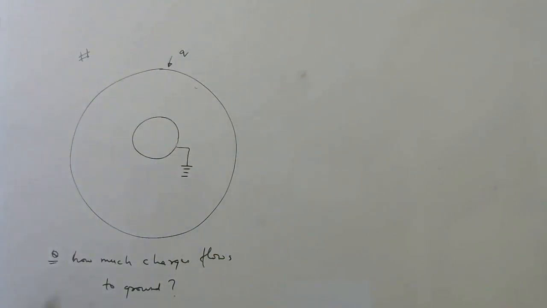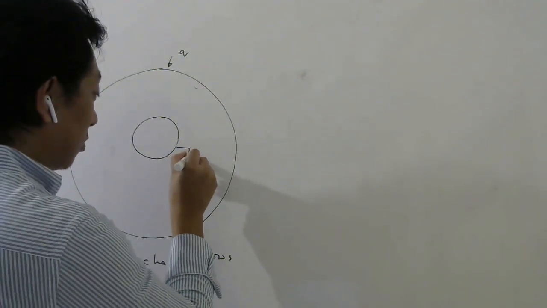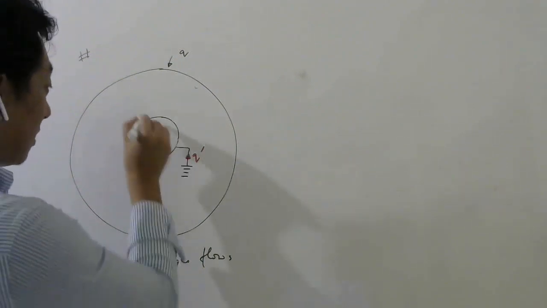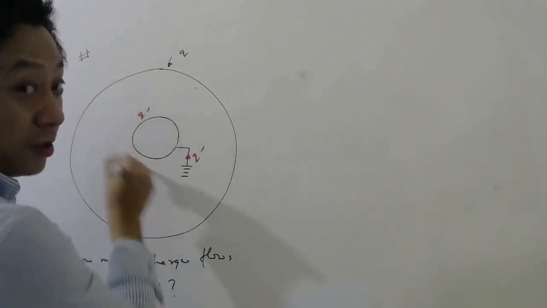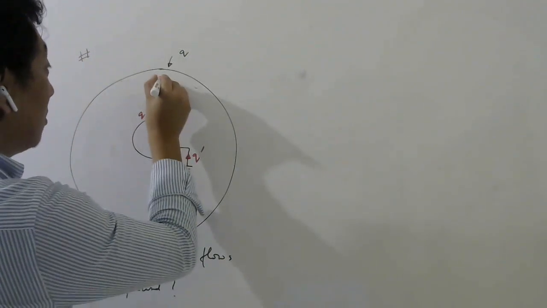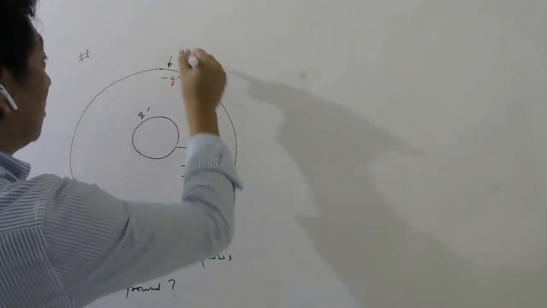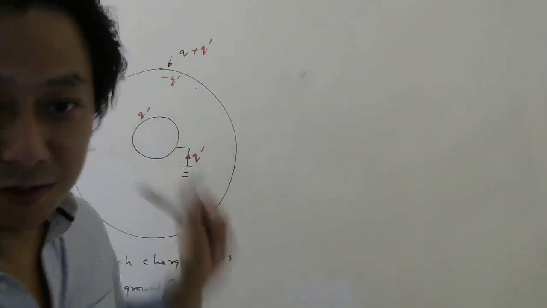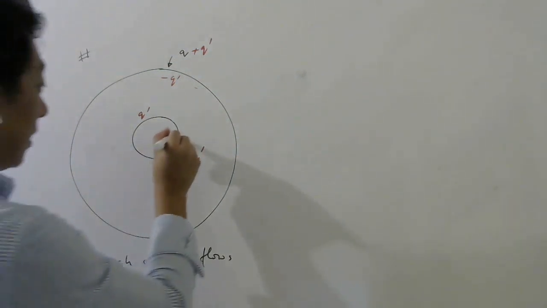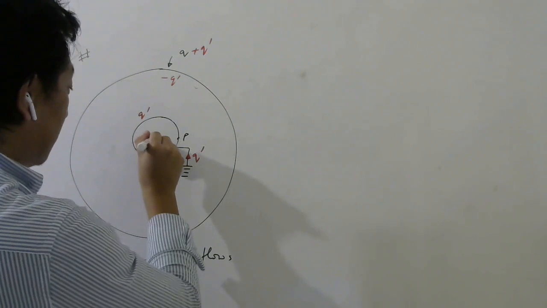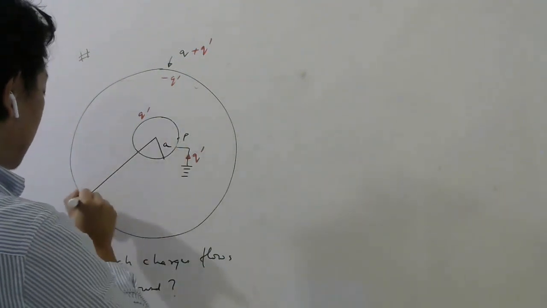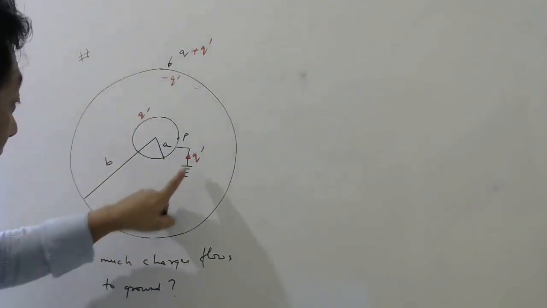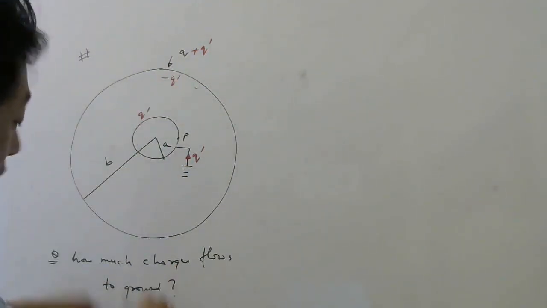So let us assume some q dash charge has come. If q dash charge has come, then this q dash will spread on the outer surface. Then you know this will be minus q dash, and therefore this will be q plus q dash. Right, students? We have understood these things already before. So now take any point P here. Let us say this radius is A, this radius is B. The question is how much charge flows to the ground.